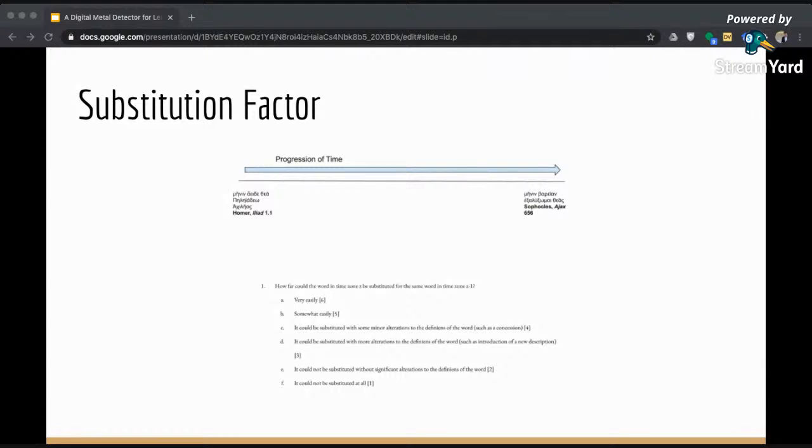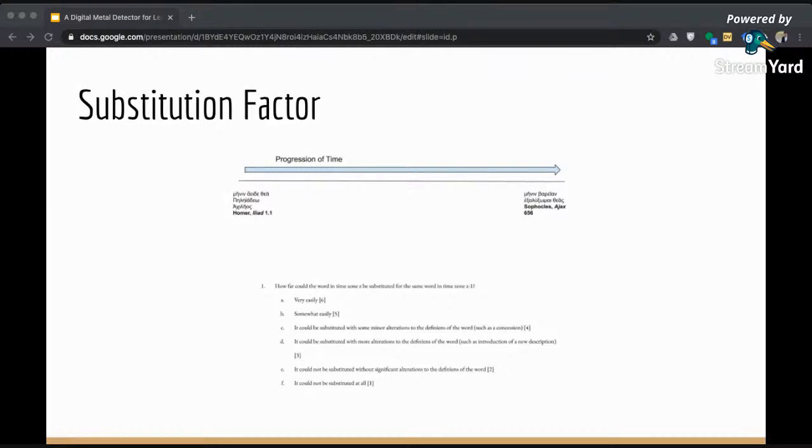Let's talk about how the substitution factor works. You take two different uses of the word in different time periods, which align closely with each other. They're the most similar sense to each other, as it were. So in this case, I've taken Homer, Iliad 1, just as a completely arbitrary example, mēnin aeide thea, and Sophocles' Ajax, mēnin, on the other end, so a Homer to 5th century comparison.